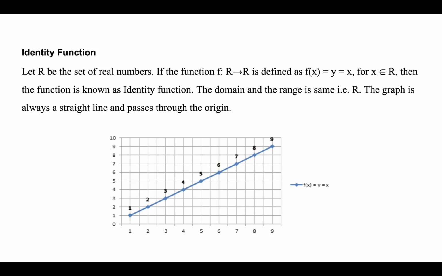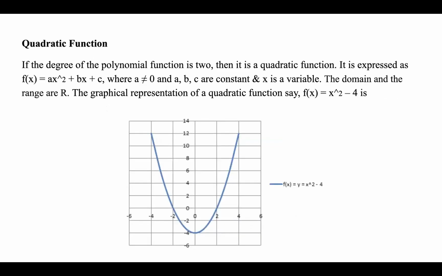So what it will be? It will be a straight line here. Okay. f of x equal to y equal to x. How is it given? f of x equal to y equal to x. You can see here x equal to 2, y equal to 2, 3, 3, 4, 4. Okay, so this function will be known as identity function.